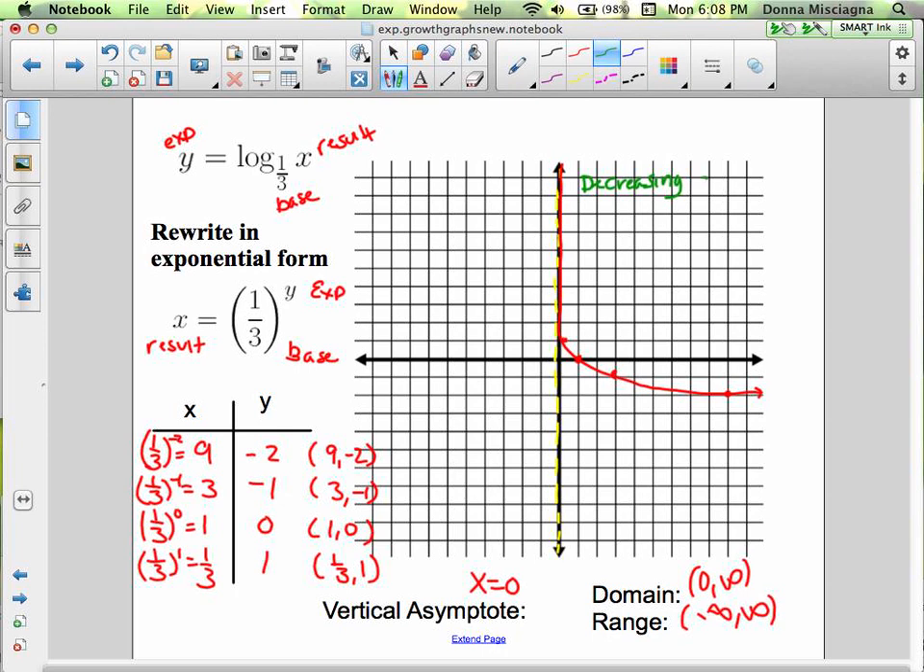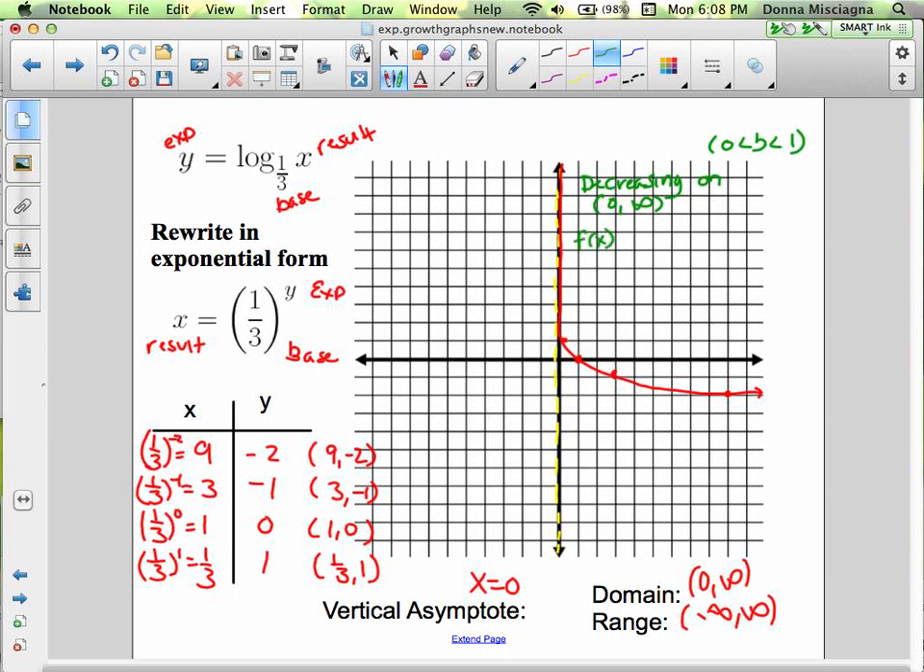So we're decreasing on the whole domain there of 0 to infinity, and that's because our base here can't really think of a log with, I mean you can, but to me it's easier to think of the log as having a base between 0 and 1. And we can do end behavior again.